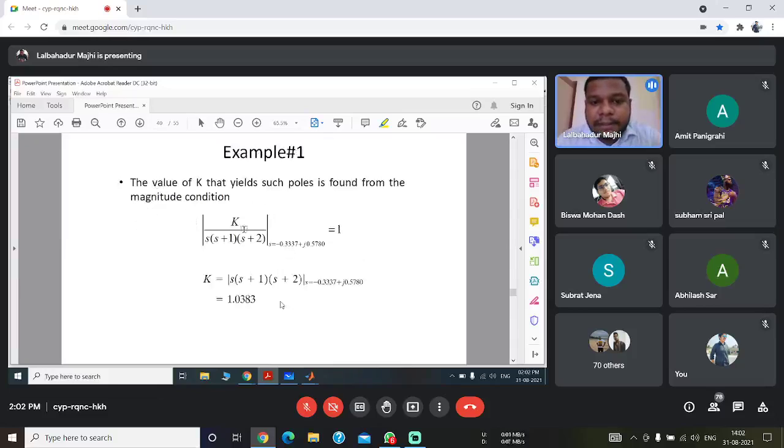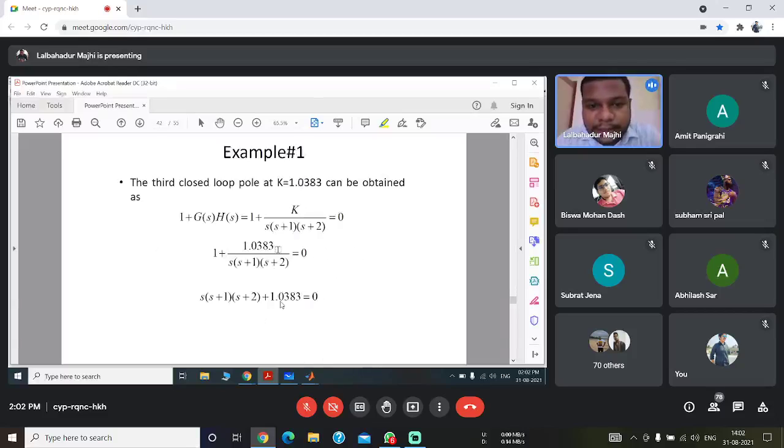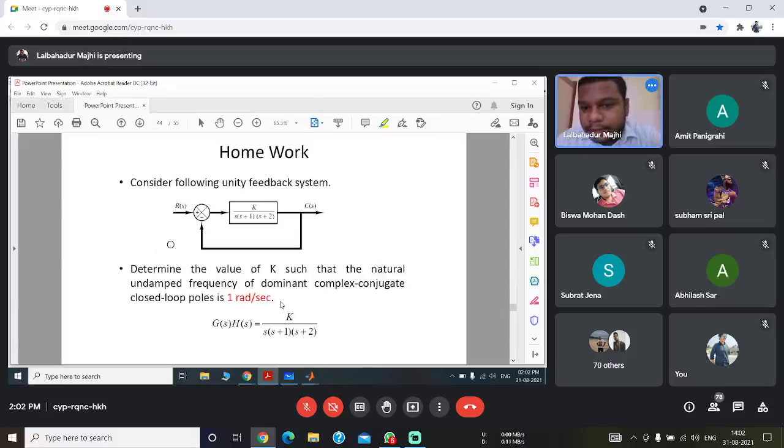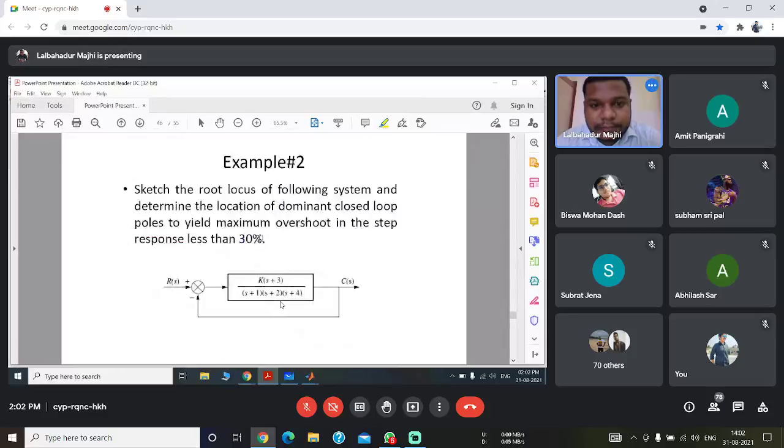You can also use this one; the value of gain K you can calculate by the magnitude condition, right? The K value we have already discussed. There will be so many numericals, so let's just keep it and let's focus on root locus only. Good example is, okay, so let's see this one.